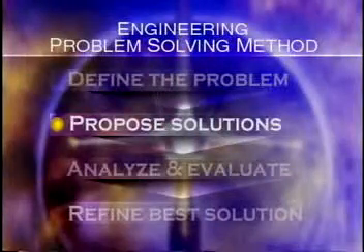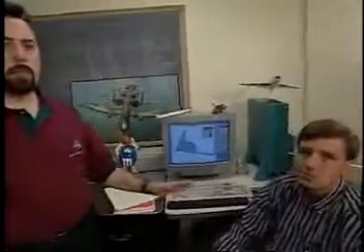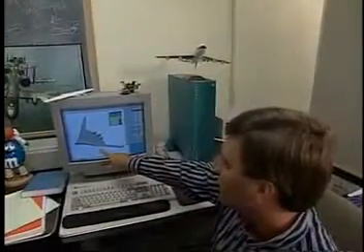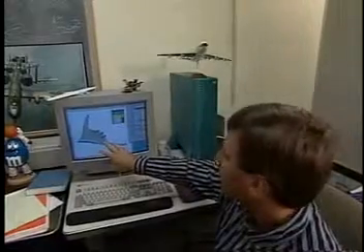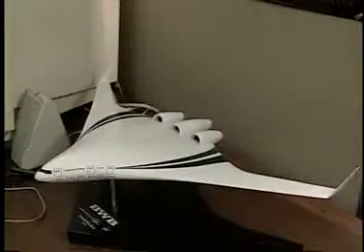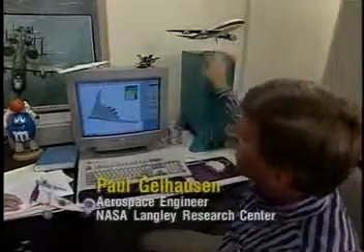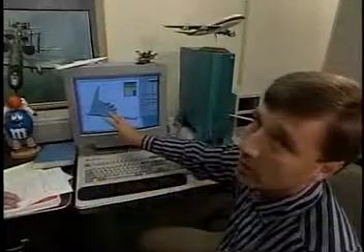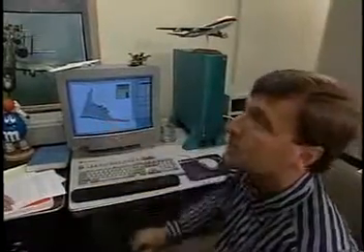The next step in the process, then, is to propose solutions. This is Paul Gelhausen. He's one of our designers on our team. Paul, why don't you talk about one of the solutions you're working on? Well, the solution that's up here is the blended wing body concept. It's a radical change from the 747 type airplane, which is a tube with wings. We've gotten rid of the bumps and some of the bulges that are on the traditional airplane that has a glide ratio of about 18, and put them into a much more clean aerodynamic shape that will have a glide ratio of 23, we hope.